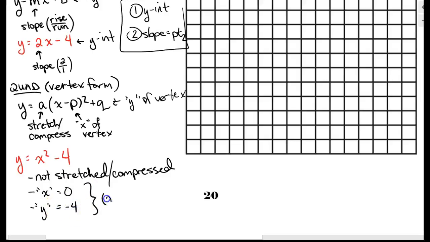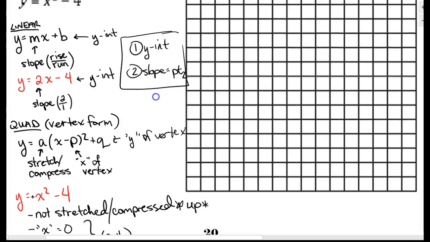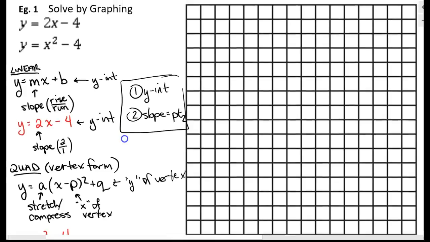So my vertex is at (0, -4). So now I've got some guiding points. I can also state that it's opening up, because it's a positive x squared, even though that's not written. So given this information, I can actually put both of these equations onto my grid.